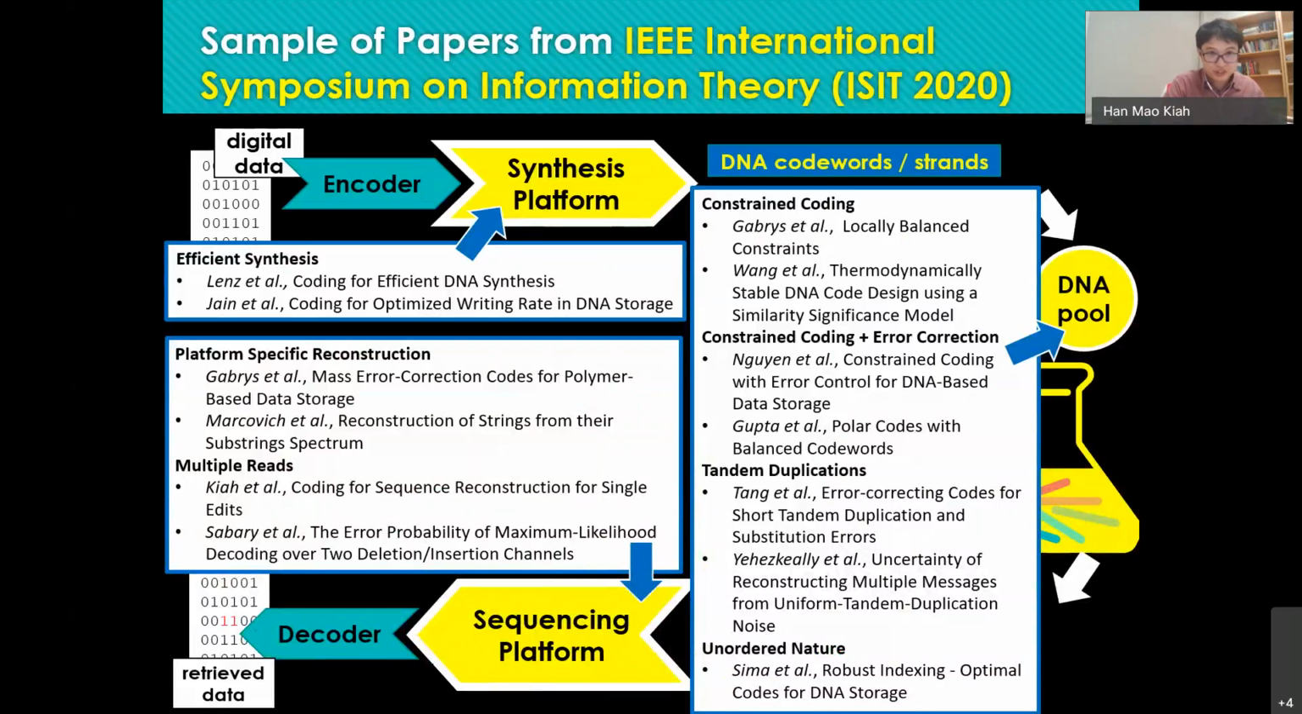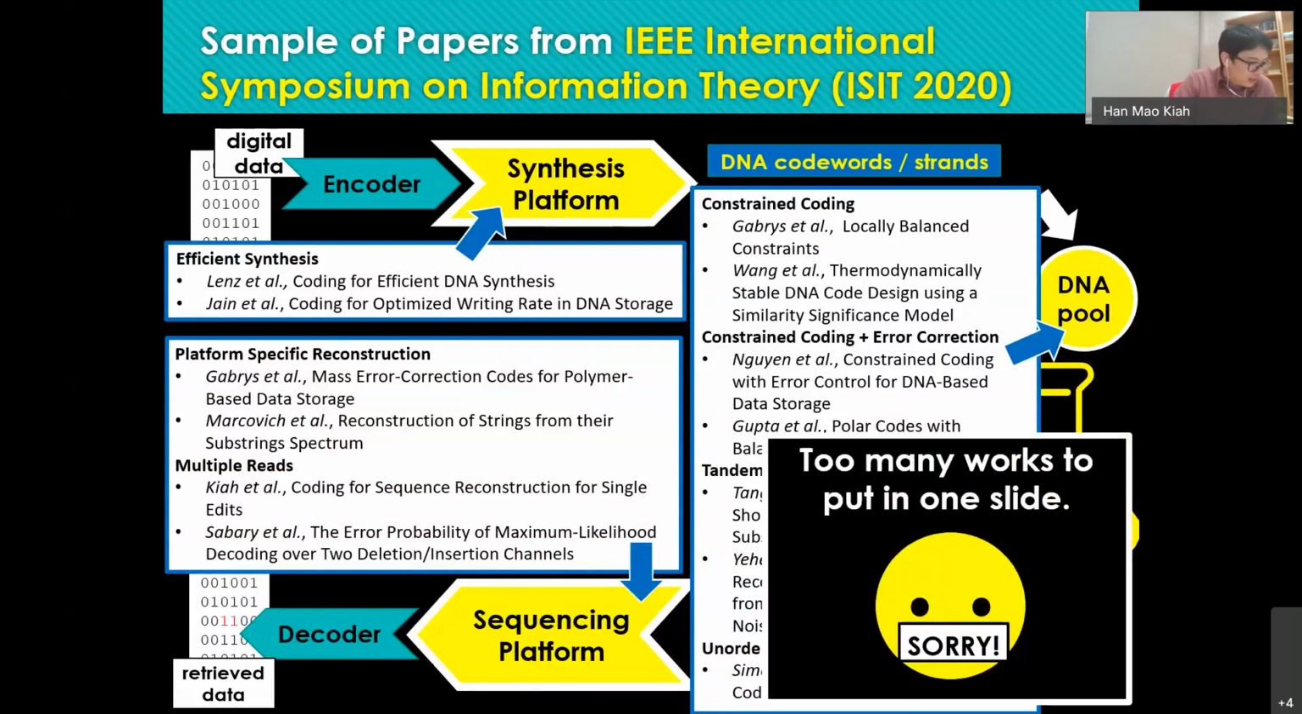To illustrate this point, here's a sample of some papers from this year's ISIT. ISIT is the International Symposium on Information Theory. And you can see here, we have a number of papers on DNA-based data storage. You also see that each paper here addresses one or more aspects of DNA storage. So again, let me emphasize that this is only from this year's ISIT. There are many other papers from other years, earlier ISITs, and also many other brilliant results from other journals and other conferences, which I cannot fit onto this slide over here.